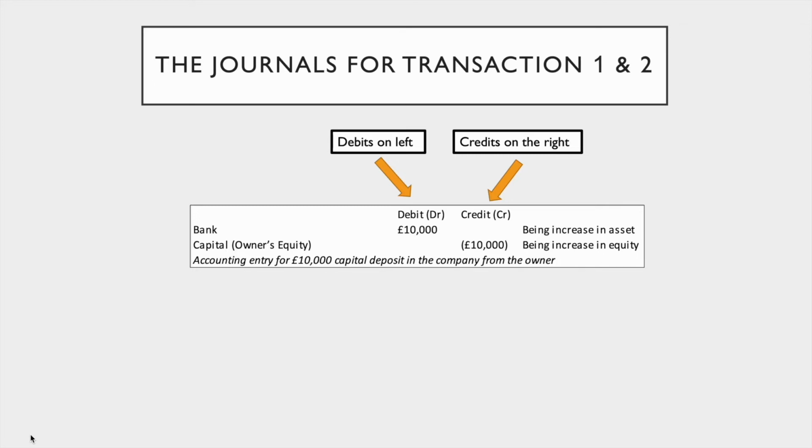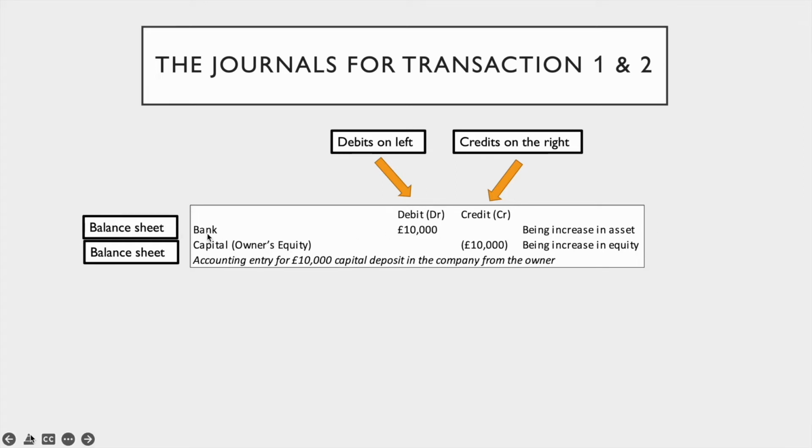In terms of the journal, the debits form the left and the credits form the right. Then you would have the debits and credits here, and you would write the account over here. In this case, as we demonstrated, both of these accounts are balance sheet accounts.